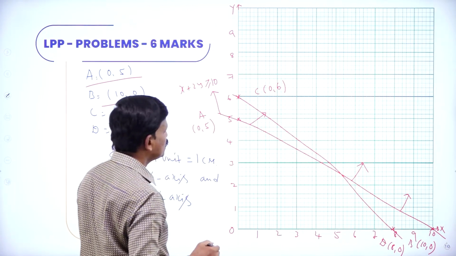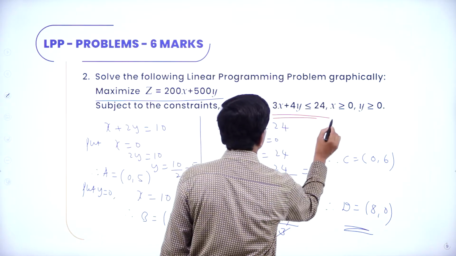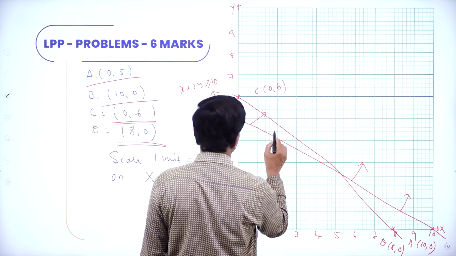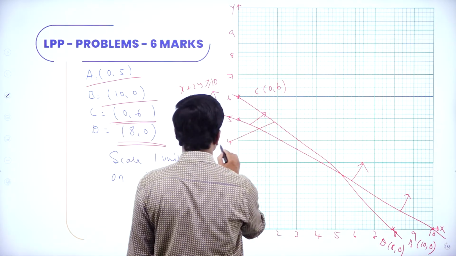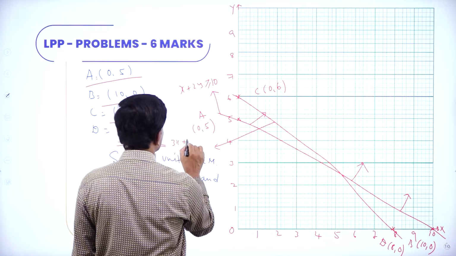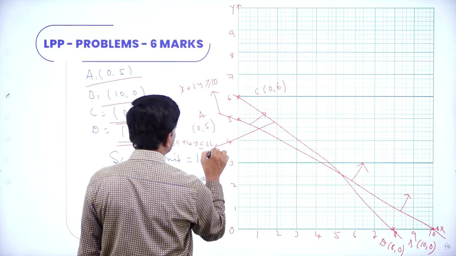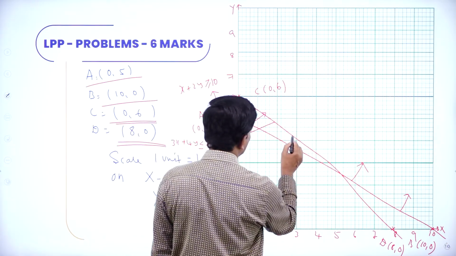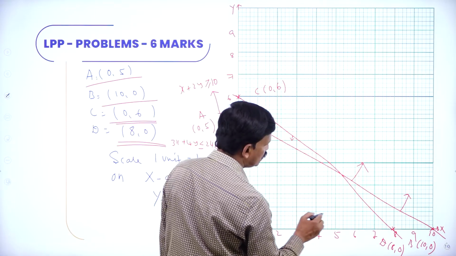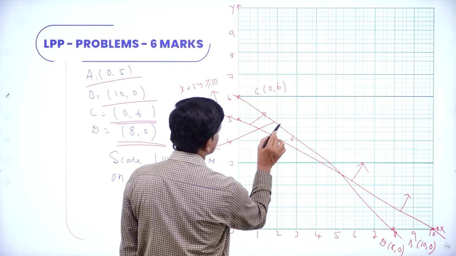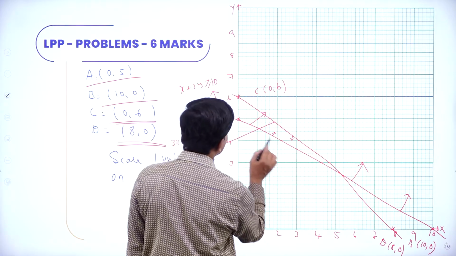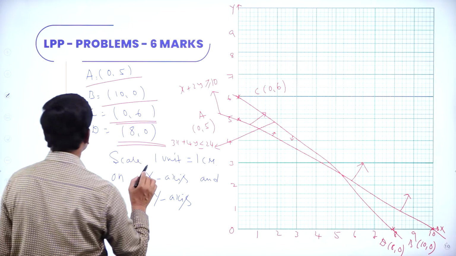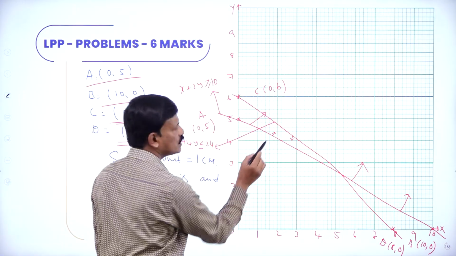Now what is the condition? What is the curve given here? 3x plus 4y is less than or equal to 24. Less than or equal to means the feasible region is towards the origin. So like this, this is the downwards direction. So we are going to get this as the feasible solution. This is the feasible region.